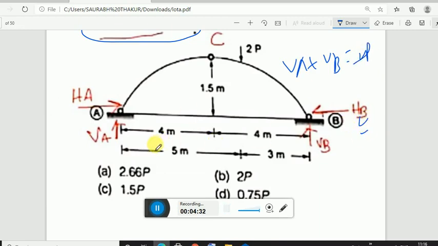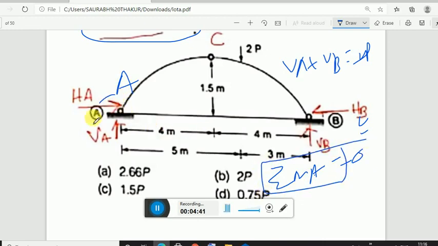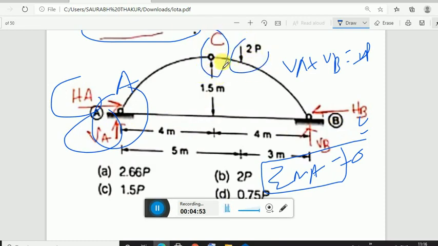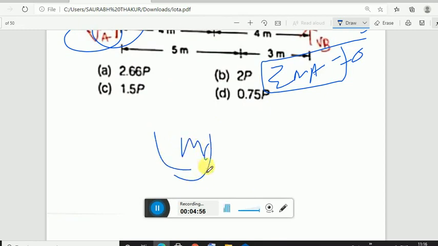And you can also take the summation of moments at point A as 0. When you put summation of M at A equal to 0, this term will be cancelled out. You will be having P and VB. Again, M at C left is equal to 0.